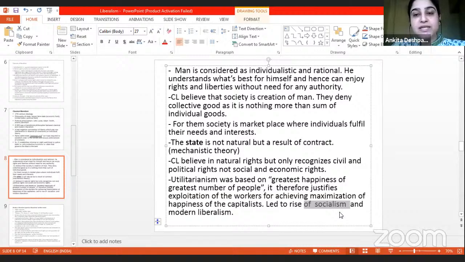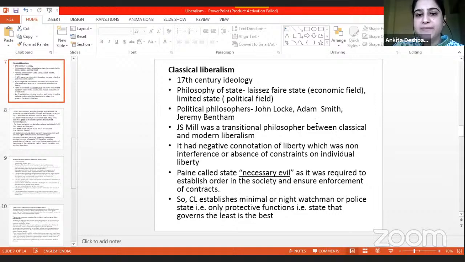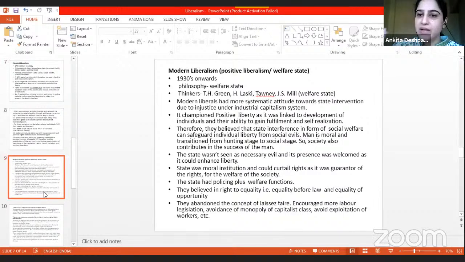Because socialism started becoming very popular, classical liberalism had to undergo changes. Classical liberalism under John Locke, Adam Smith, Jeremy Bentham of the 17th century, which spoke about open market, open economy, had to undergo change, because greatest happiness of greatest amount of people led to exploitation of the worker class, and led to the formulation of Marxist theory. So classical liberalism now took a different name, modern liberalism.